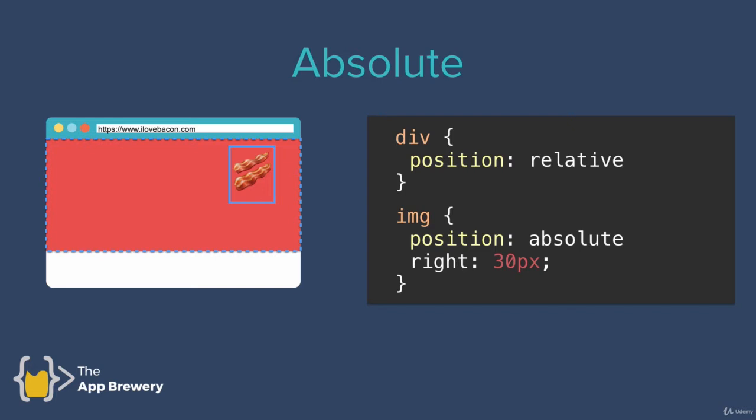And this is because with absolute positioning, we are positioning the element, so in this case, the image element, relative to its parent. And in this case, its parent is that red div. So we now have added a right margin of 30 pixels between the image element and the parent div.